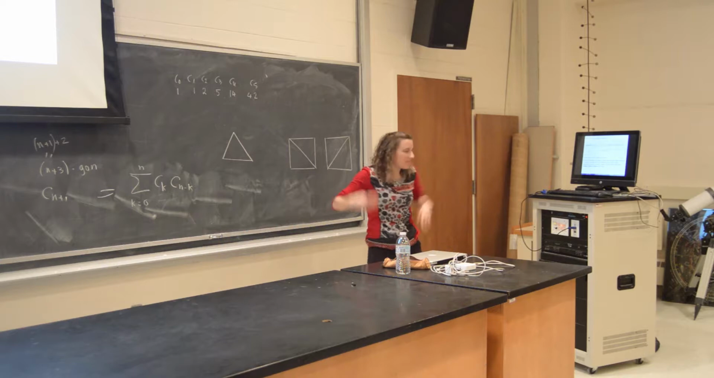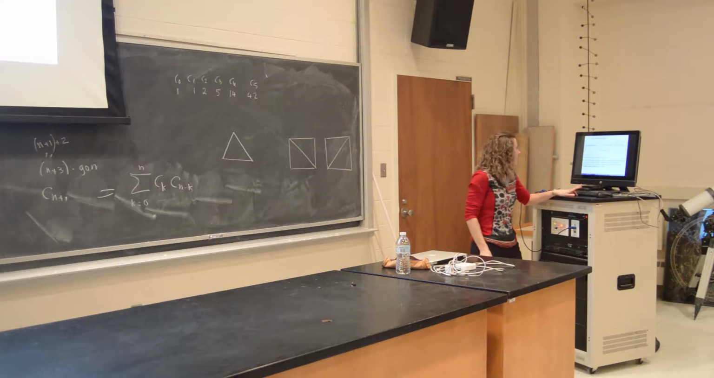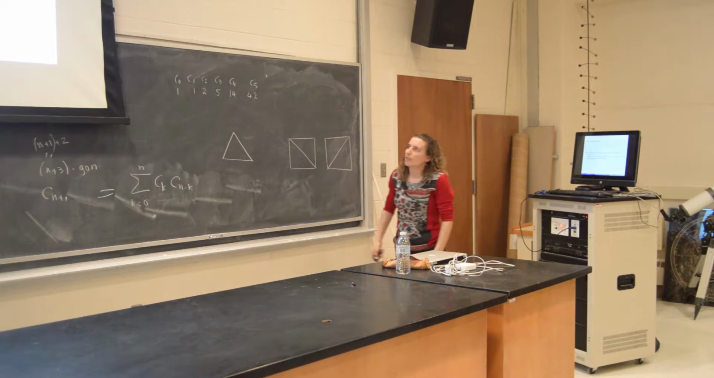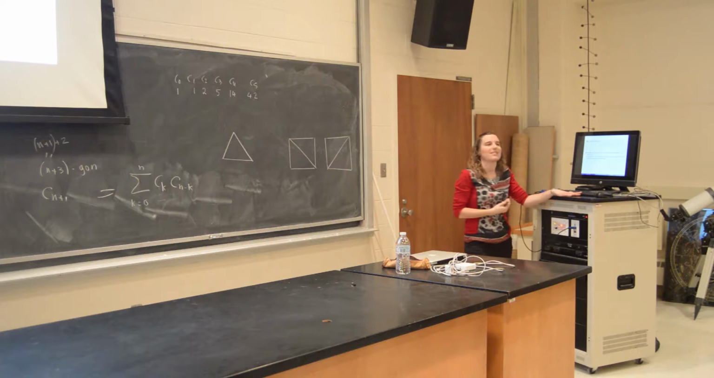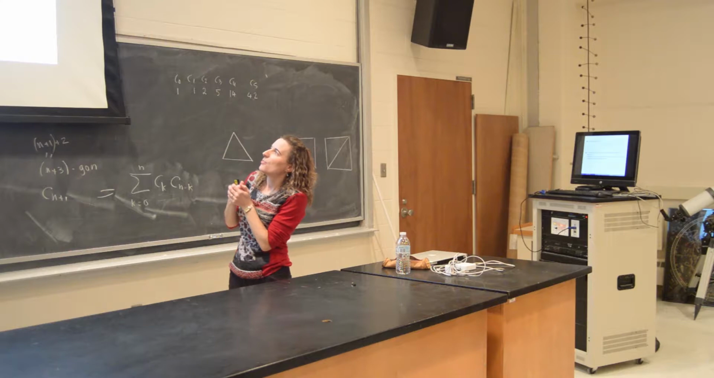Okay. So he observed interesting things. I think I'm going to skip that. You can write Cn as a difference of binomial coefficients, but here's another combinatorial problem that has Cn as its answer. So Catalan looked at the number of ways you can parenthesize n plus one factors.